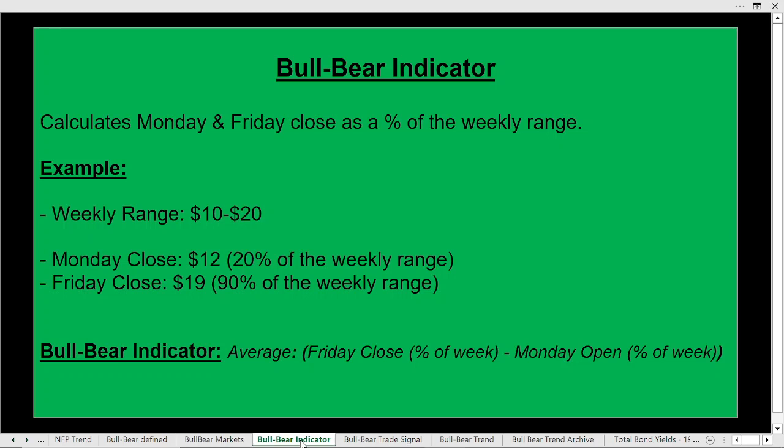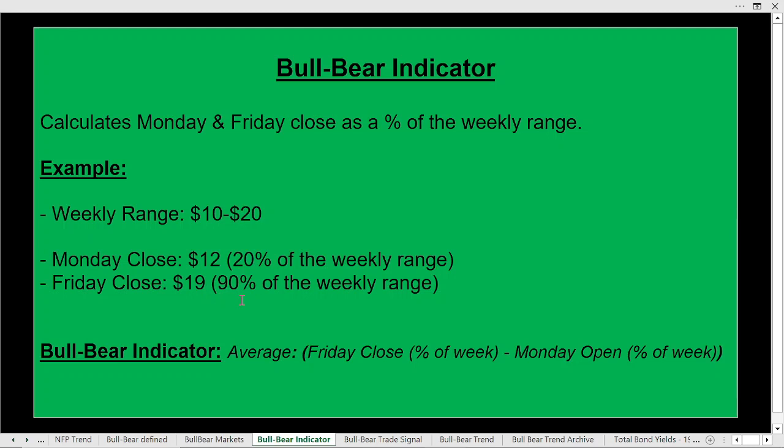So for example, we see here a stock with a weekly range over the course of that week of between $10 to $20 a share. Well, on Monday, the stock closed at $12, just $2 off the low of the entire weekly range. So 20% of the weekly range, $2 over 10. But on Friday, the stock closed at 19, which is $1 below the high of the week of 20. So in other words, between a range of 10 to 20, the stock closed at 90% of its weekly range.